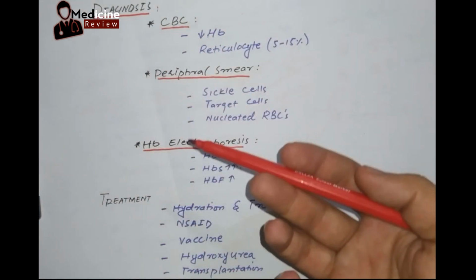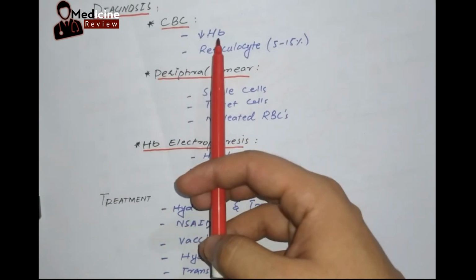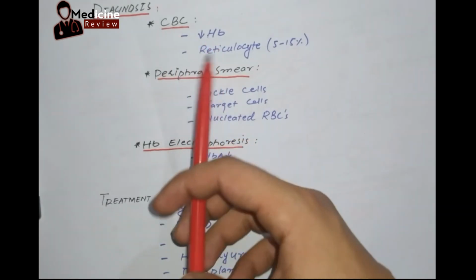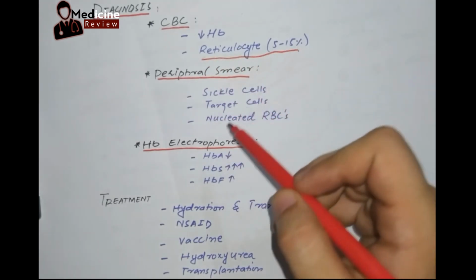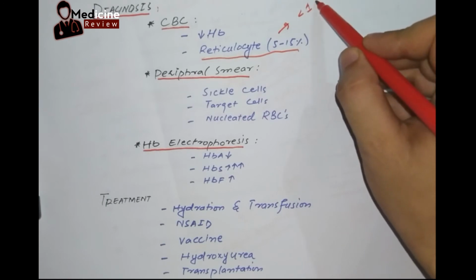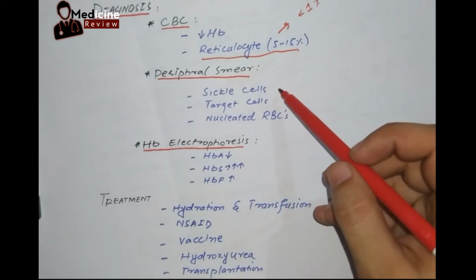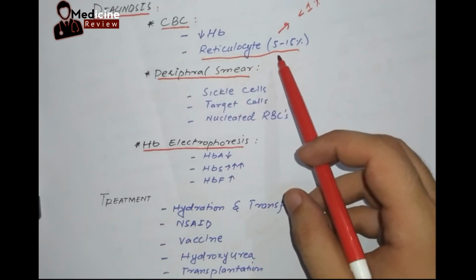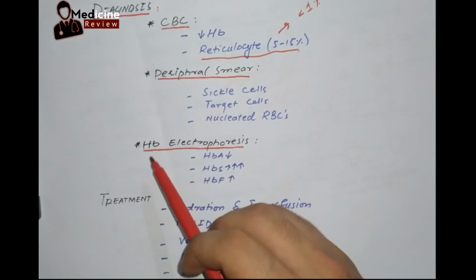It is like all hemolytic anemias. In the CBC, there will be decreased hemoglobin, and because of the hemolysis, there will be increased reticulocyte count. The reticulocyte count is normally less than 1%, or we can say up to 1%. But in this case, the reticulocyte count will be 5 to 15%.